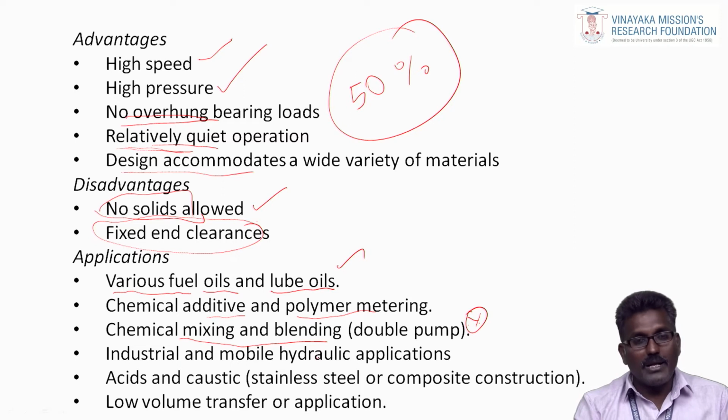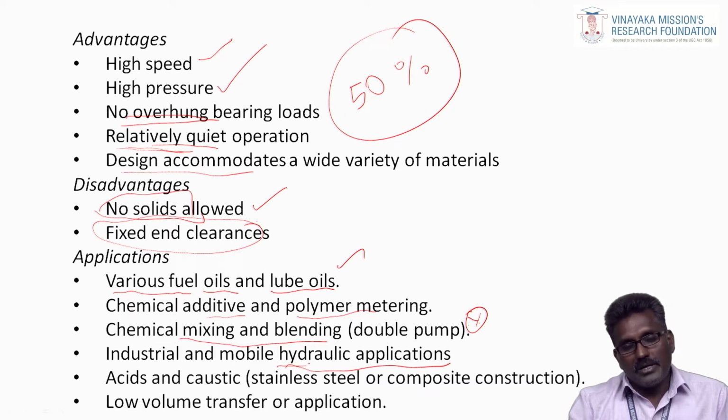And then, industrial and mobile hydraulic applications. What is a mobile hydraulic application? A few years back, some vehicles were designed only with hydraulic transmission. In automobiles, the transmission system is a complex one. What is a transmission system? Transmission system means how the engine power is transferred from the engine to the road wheels, and what devices are involved. The devices coming under the transmission system, but it is complex.